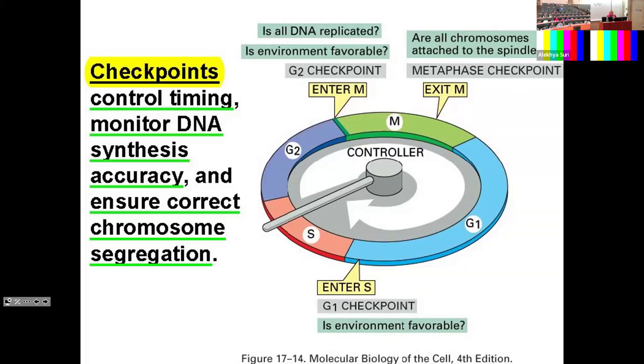So all these three areas are supported by different tumor suppressor molecules, and if they have mutations, the cell will not be able to make this check. So the checkpoints control timing, monitor DNA synthesis accuracy, and ensure correct chromosome segregation. That is the role of the tumor suppressors.